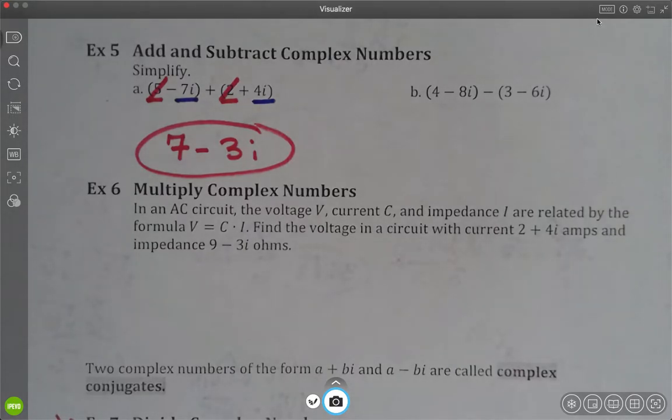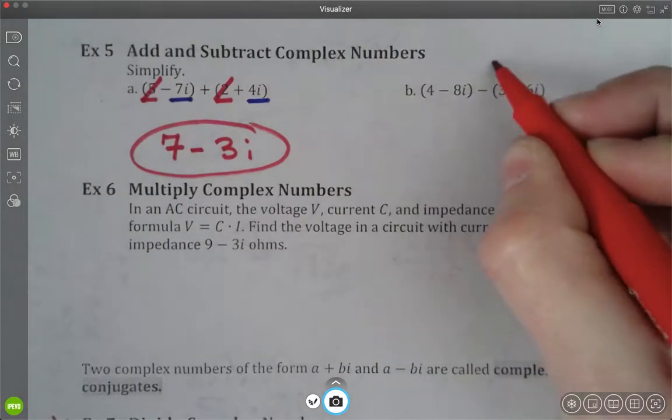Okay, now, B is subtracting. Make a little note of this guy. Subtract.